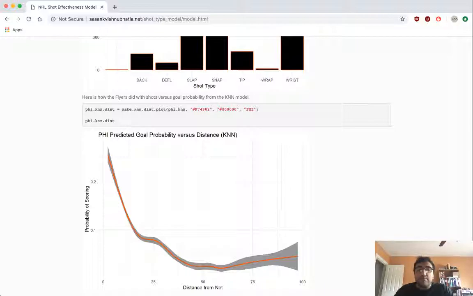Maybe because shots from out here are more likely to be empty netters. Maybe they don't have a high enough frequency of those. Or maybe they're just not as accurate when they're shooting at empty nets.